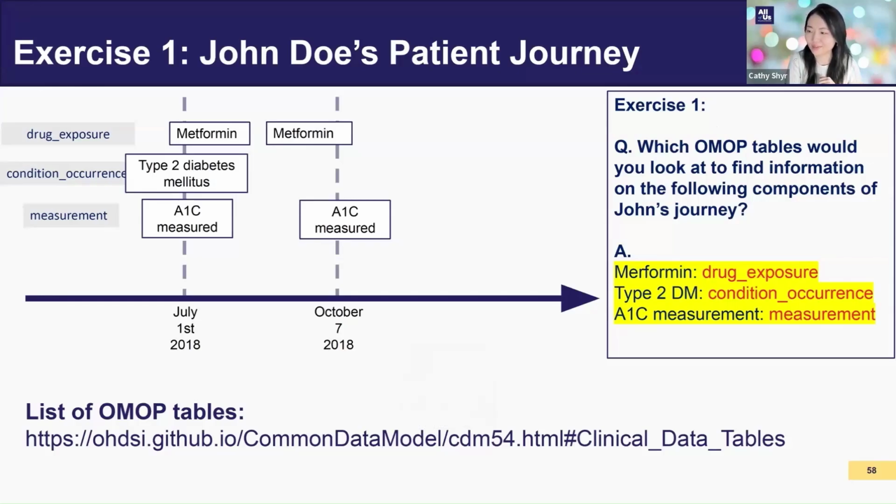Awesome. Any other questions about this exercise, about navigating different OMOP tables, and thinking about how different pieces of a patient or participant's journey map to different tables? I have a question about the type 2 DM. Is it possible to identify it from the observation table?